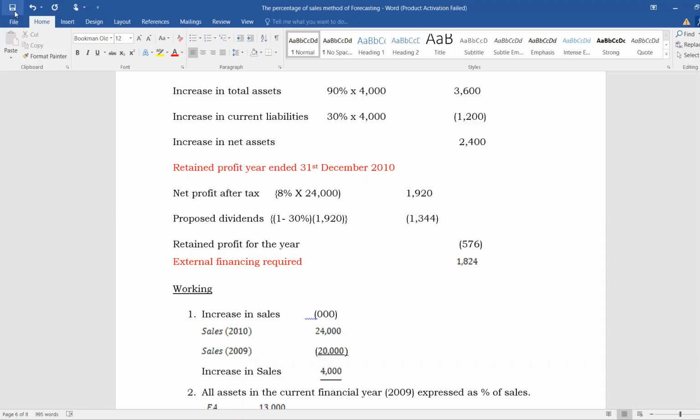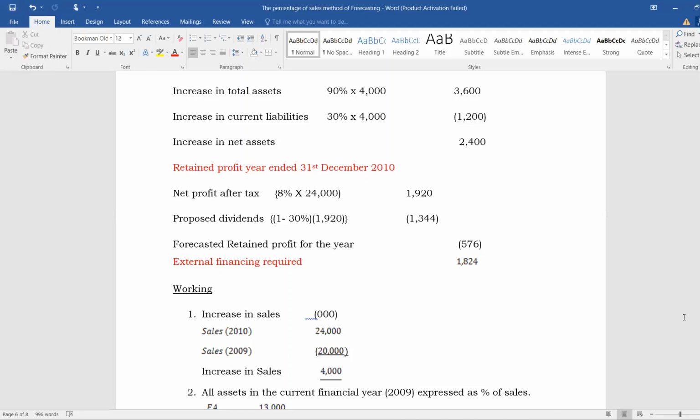Yes. So then how much will be retained? Forecasted retained profit comes to how much? 576. So that's a source of inflow, isn't it? If they retain that, it will help finance this increase. So the assumption is that the forecasted retained earnings will be used to support the increase in sales.